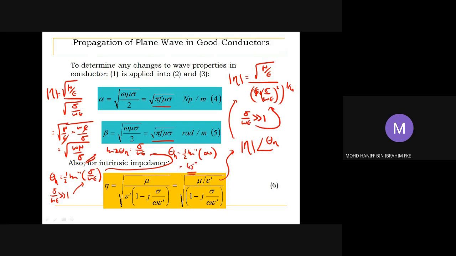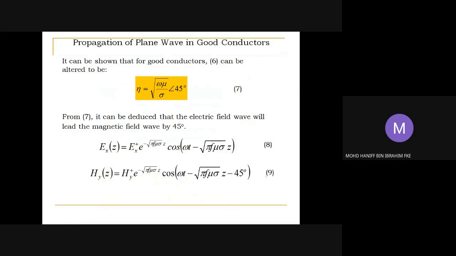So evidently, for a good conductor, the impedance has been simplified: the impedance amplitude is the square root of omega mu over sigma, while the angle of the impedance is fixed at 45 degrees. I repeat again, the magnitude is the square root of omega mu over sigma, whereas the angle of the impedance is fixed at 45 degrees. This is what we obtained from the previous slide.